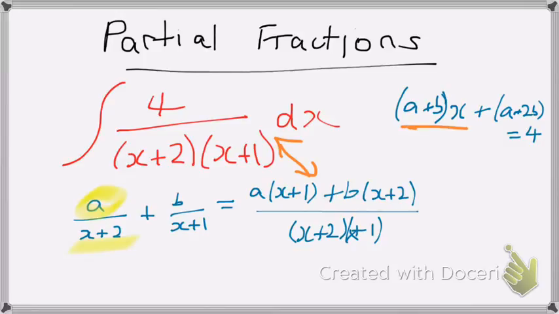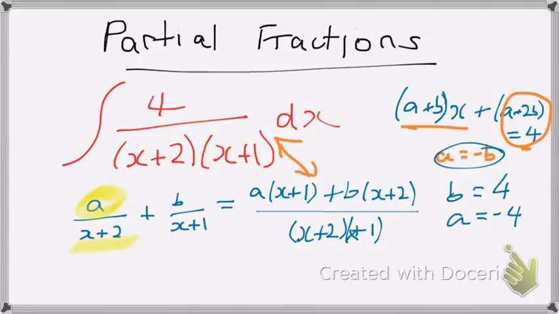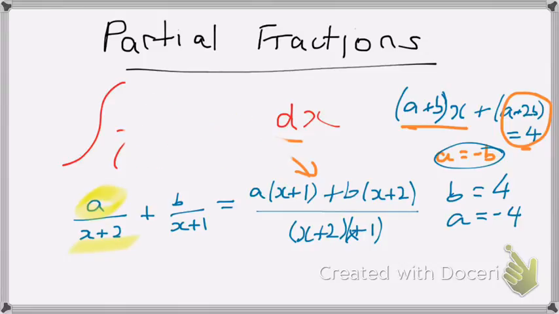Okay, so this must be 0 because there's no x over here, so a must equal minus b, and these 2 things must be the same, which means that if I sub in this condition here, it means that b must equal 4, and then a must equal minus 4. And then I would sub it back into the integral, and the integral can now be written as minus 4 over x plus 2 plus 4 over x plus 1, which I can integrate because it's just a log plus a log. That's what partial fractions are.